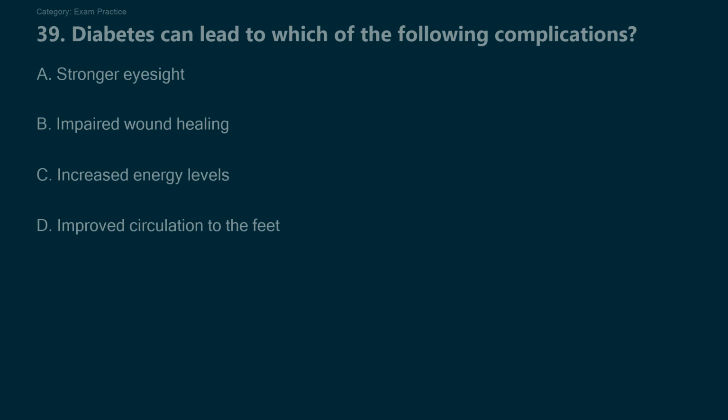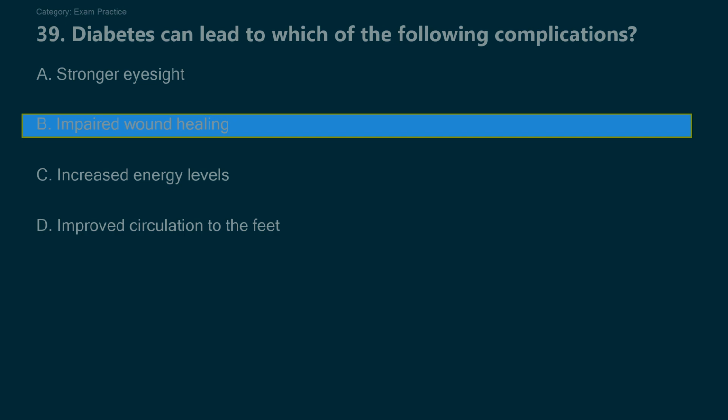Question 39. Diabetes can lead to which of the following complications? Option A, stronger eyesight. Option B, impaired wound healing. Option C, increased energy levels. Option D, improved circulation to the feet. The correct answer is option B, impaired wound healing.